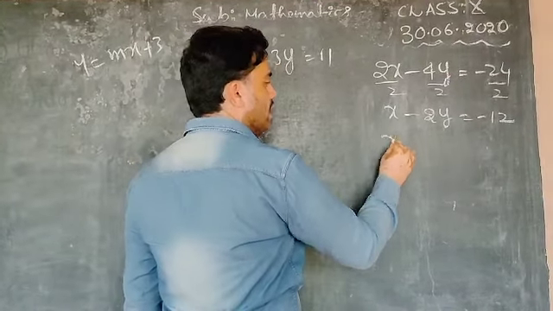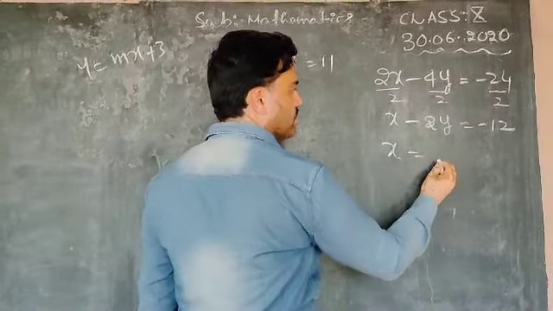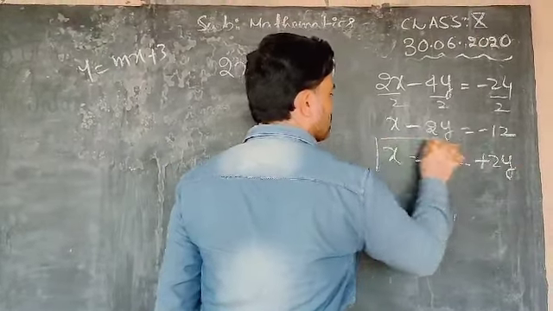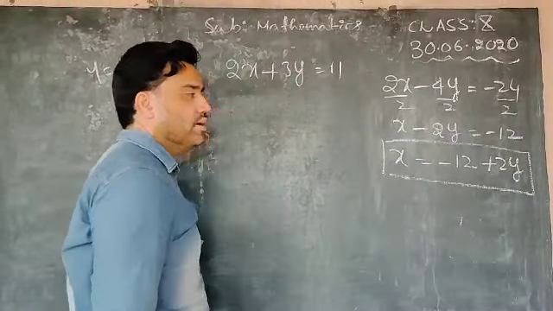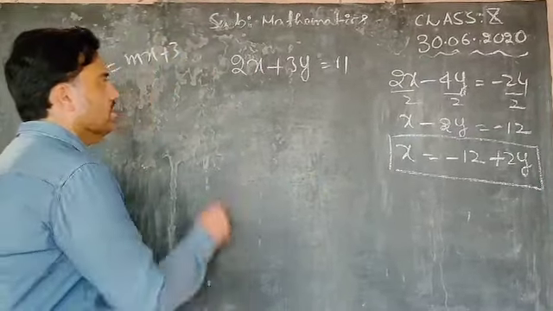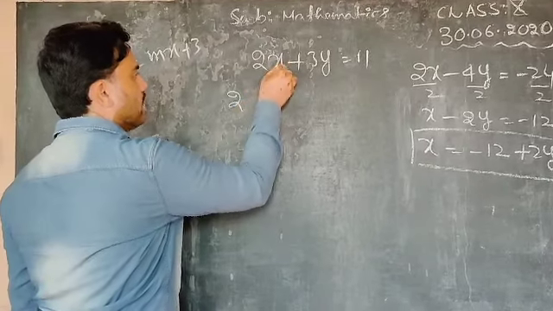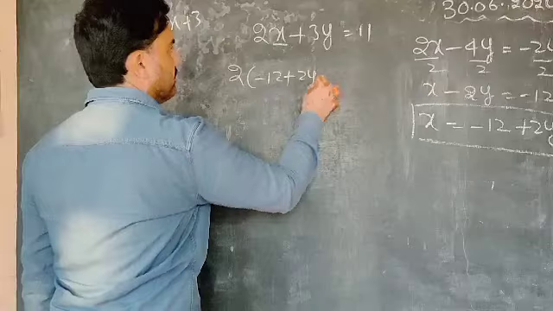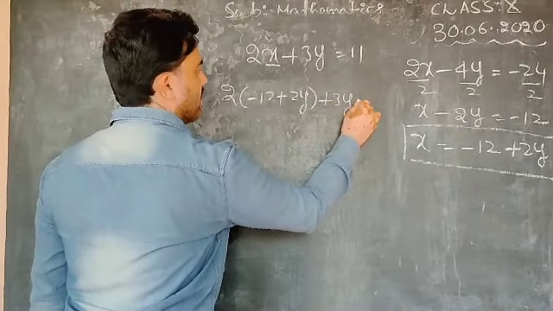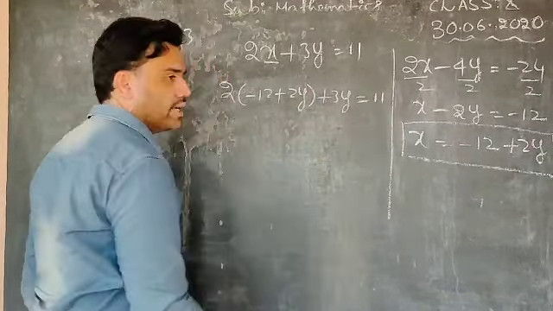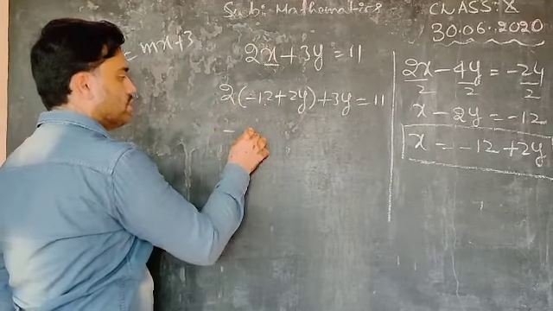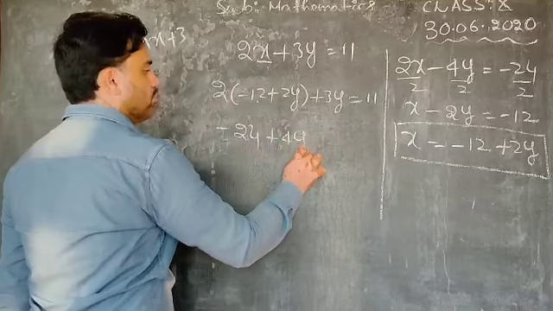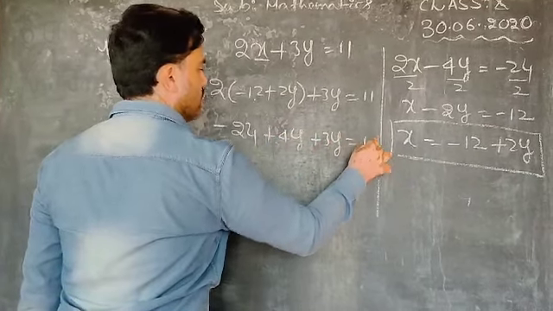So now you calculate: x is equal to minus 12 plus 2y, sending the minus 2y to that side. Okay, x is equal to minus 12 plus 2y. Substitute in the first equation, 2 into x. What do you write here? Minus 12 plus 2y, plus 3y as it is, 11 also as it is. So now 2 into minus 12, tell me, minus 24, 2 into 2, 4y, plus 3y is equal to 11.